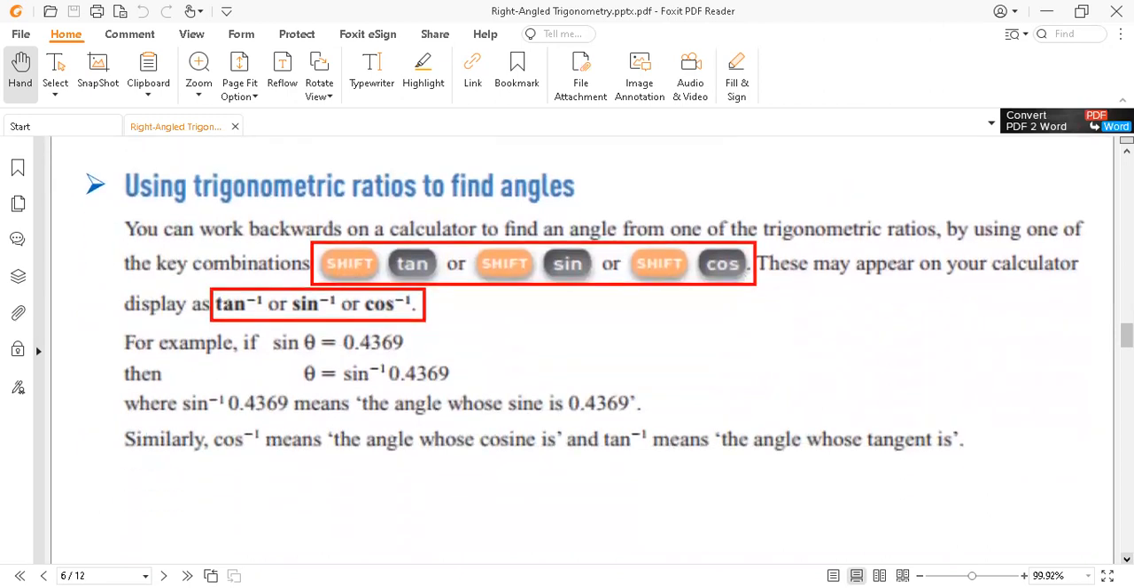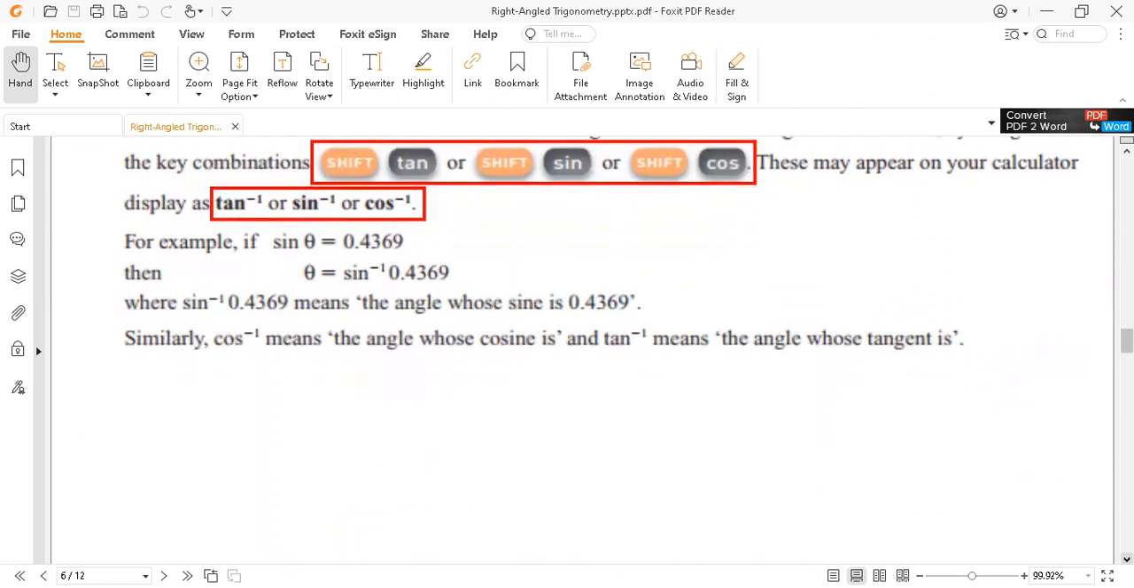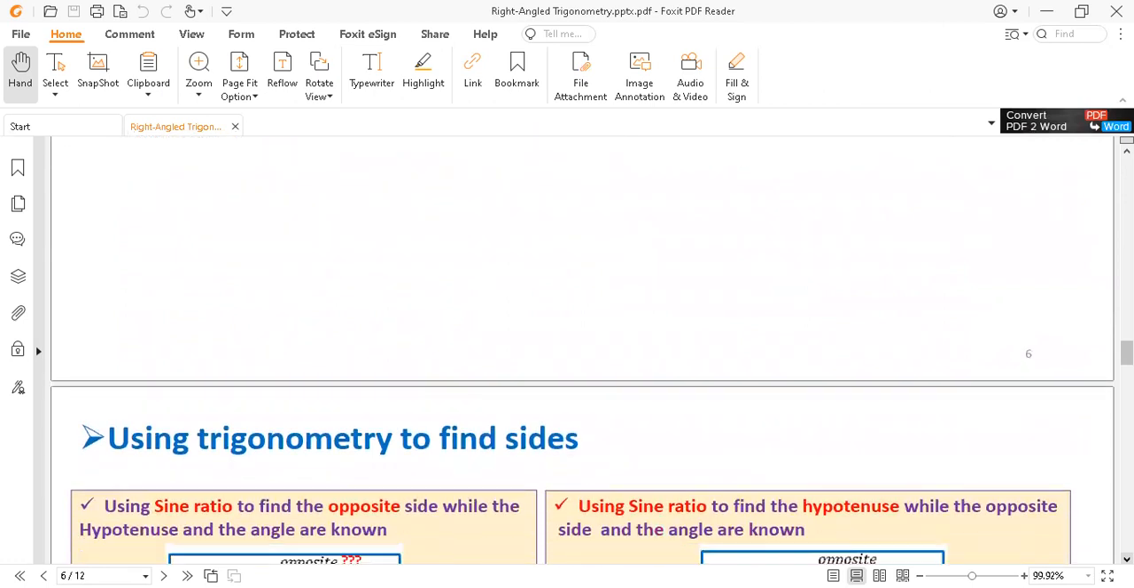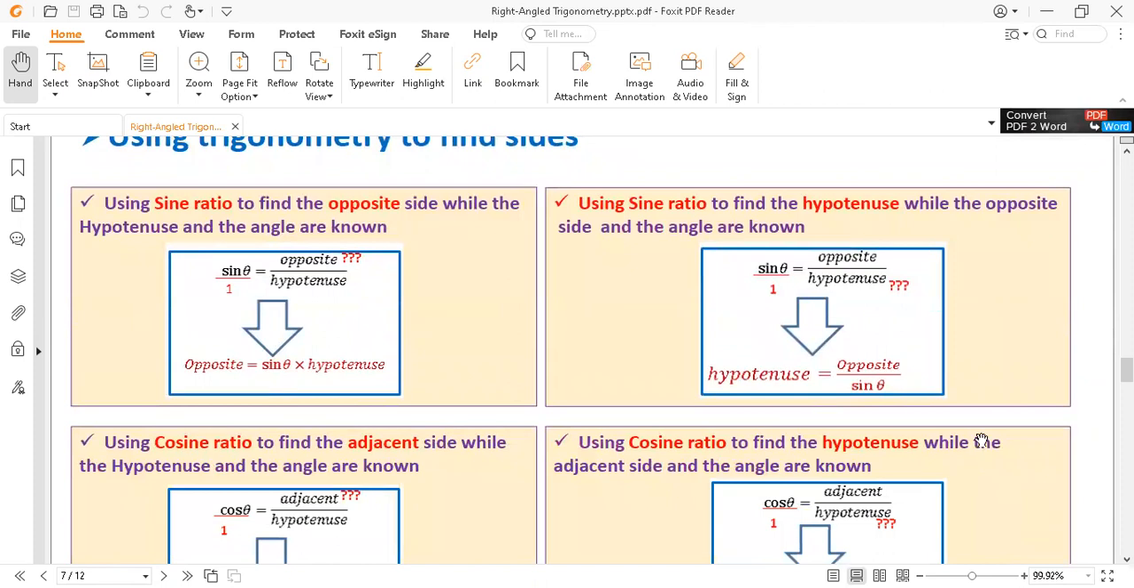Also, we can use trigonometric ratios to find angles. Not only can we find sides using trigonometric ratios, but also we can find angles using the inverse sine, inverse tangent, and inverse cosine, using shift before any of these buttons. Okay, so let's continue. For example, we can use trigonometry to find sides, and to find angles also.